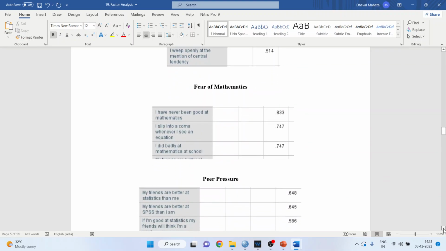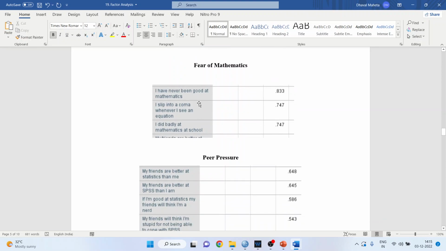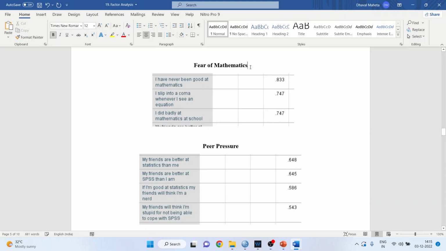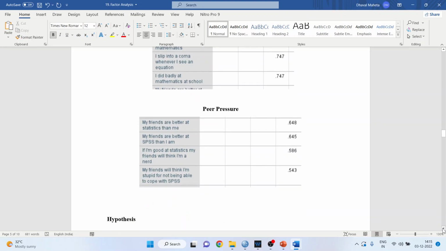Let's see the third factor. I've never been good at mathematics. I slip into a coma whenever I see an equation. I did badly at mathematics at school. So this is all fear of mathematics. A common name is fear of mathematics. Then comes the last part. My friends are better at statistics than me. My friends are better at SPSS than I am. If I'm good at statistics, my friends will think I am a nerd. My friends will think I'm stupid for not being able to cope with SPSS. So the name which can be given is peer pressure.